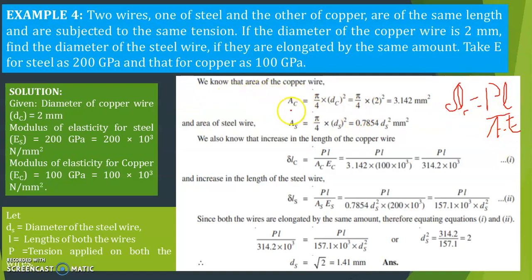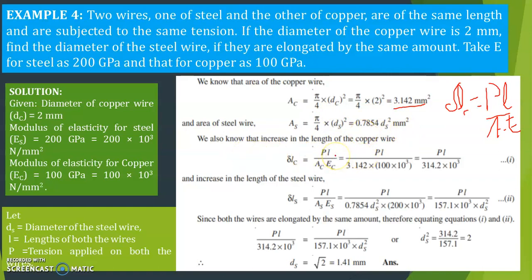So write the area of the copper wire, AC, is equal to pi by 4 dc square. It is the copper wire, that is why dc square. So pi by 4 into 2 square, because the diameter of the copper wire is 2 mm, and simplify this, you will get the answer. Next, the area of the steel wire is pi by 4 into ds square. We don't know the diameter of the steel, so simplify this and keep ds square like this only.